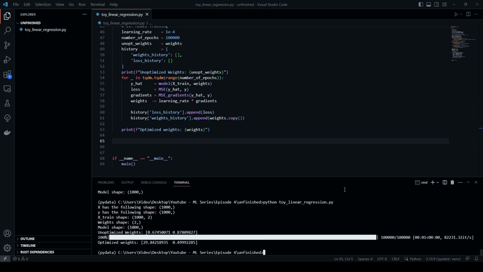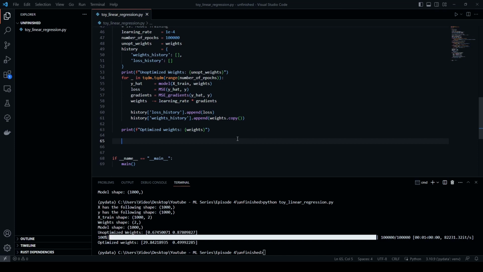Okay, let's start training and just see if it works. As we can see, we started out with the following unoptimized weights. We start out with a bias term, which was 0.67, and the weight, which is 0.878. And after optimization, our bias term is approximately 30, and our weight term is 0.5. Okay, so far so good.